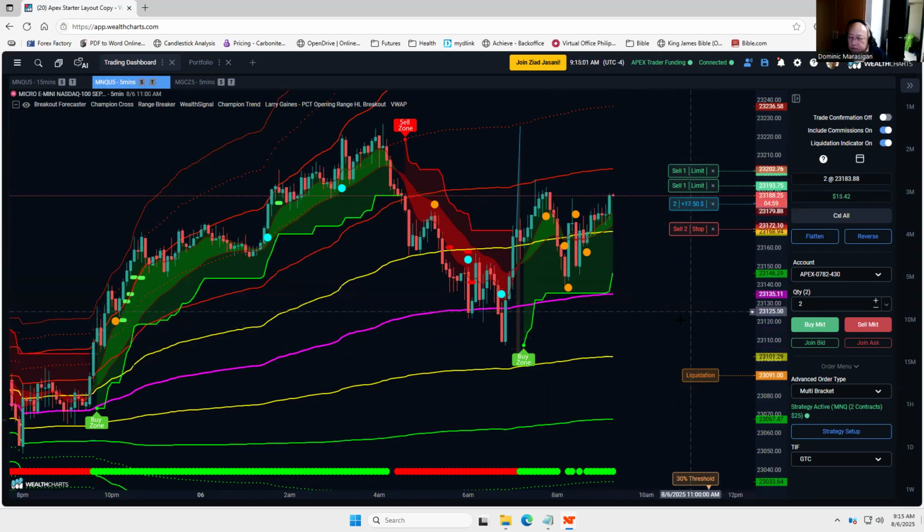Any questions on WealthCharts here? Why did I take this trade? First, we're above. This is the VWAP. This is the trigger, or what we call the chase line. We closed above. In fact, this one already closed above. If you take a trade here, you'd be profitable right now.